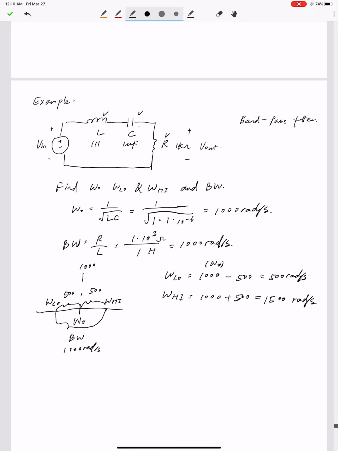And also you can find the value for quality factor Q. That will be omega 0 divided by, what? Divided by bandwidth, right? Which equals 1000 divided by 1000, which equals 1. The quality factor is 1. Alright, so in this example, we showed how to use these formulas to calculate variables of a bandpass filter.